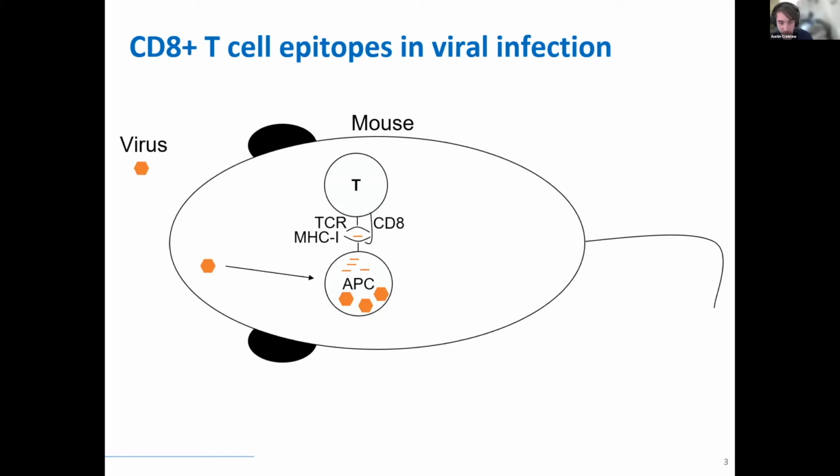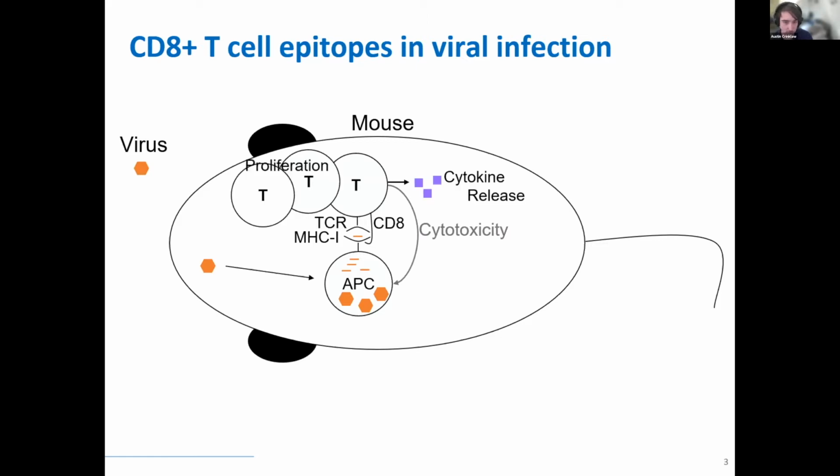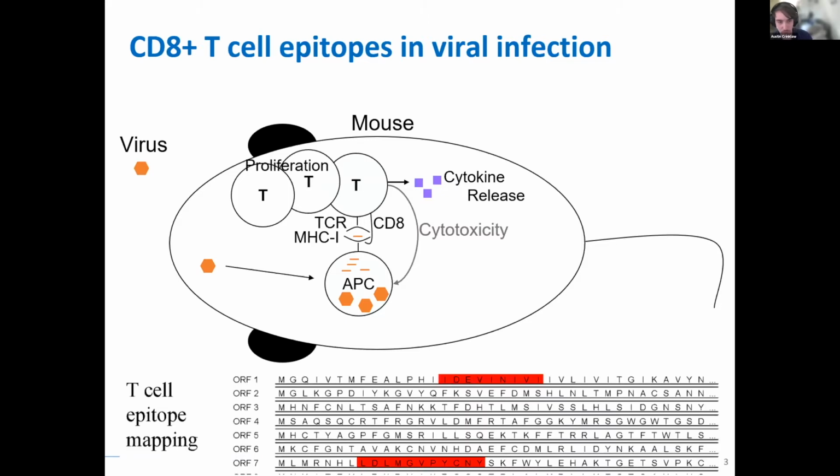Once this occurs, it stimulates the immune response, and we could have cytotoxicity, so killing of the cell through the release of cytokines, or we could have a memory T cell response. The T cell could proliferate. So what we're fundamentally interested in here is, if we have a set of viral proteins, which peptides in this proteome are actually going to stimulate an immune response and undergo this pathway.